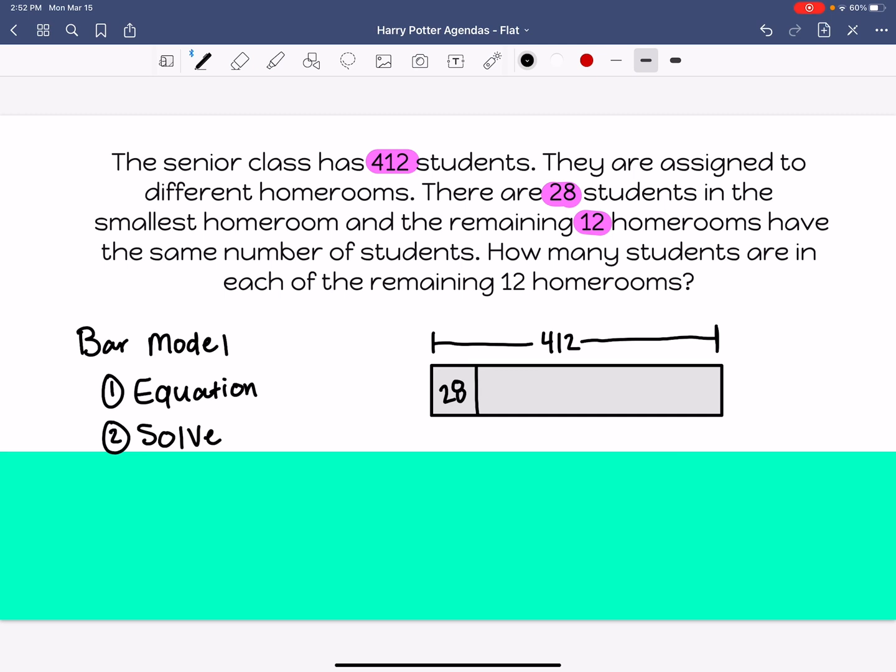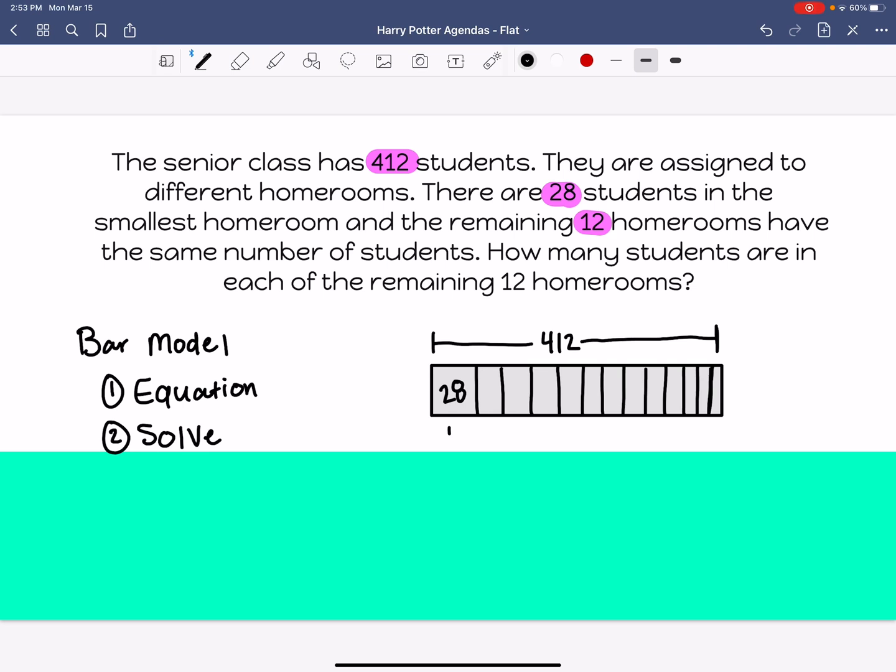And the remaining 12 homerooms have the same number of students. So this was one homeroom right here, and there's 12 more. So we're going to divide our box into 12 more homerooms. So there's 1, 2, 3, 4, 5, 6, 7, 8, 9, 10, 11, and 12. Sorry, they got a little small there at the end, but that's okay.